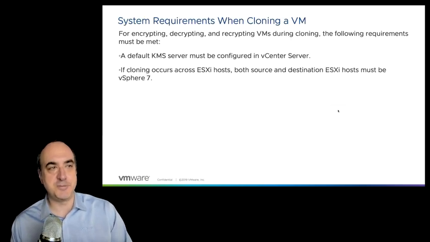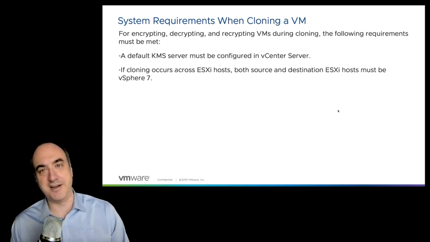So requirements for encrypting or cloning a VM. For encrypting, decrypting, and recrypting during cloning, these are your requirements. You need a KMS. That's the big requirement here. And if cloning occurs across ESXi hosts, both source and destination hosts must be running vSphere 7, since this whole changing the encryption, decryption, and cloning operations is a vSphere 7 exclusive.